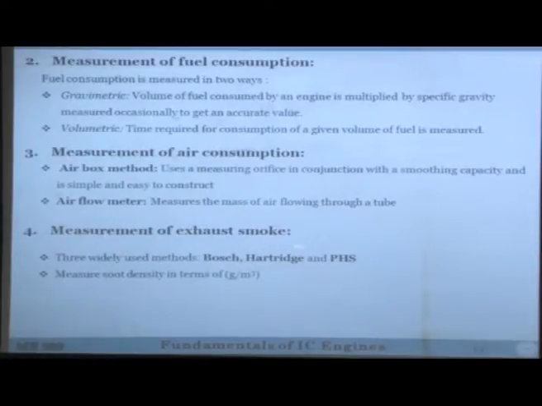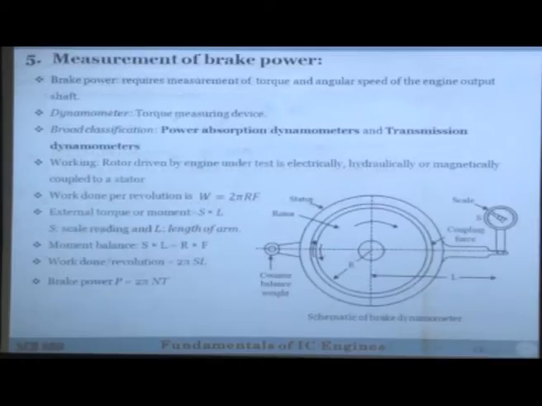If you look at the exhaust smoke, there are 3 basic methods: Bosch measurement of the smoke, Hartridge method, and PHS method. They give you soot density in terms of grams of soot per meter cube of exhaust gas. Okay, I will discuss these methods in great detail when we discuss the instruments.